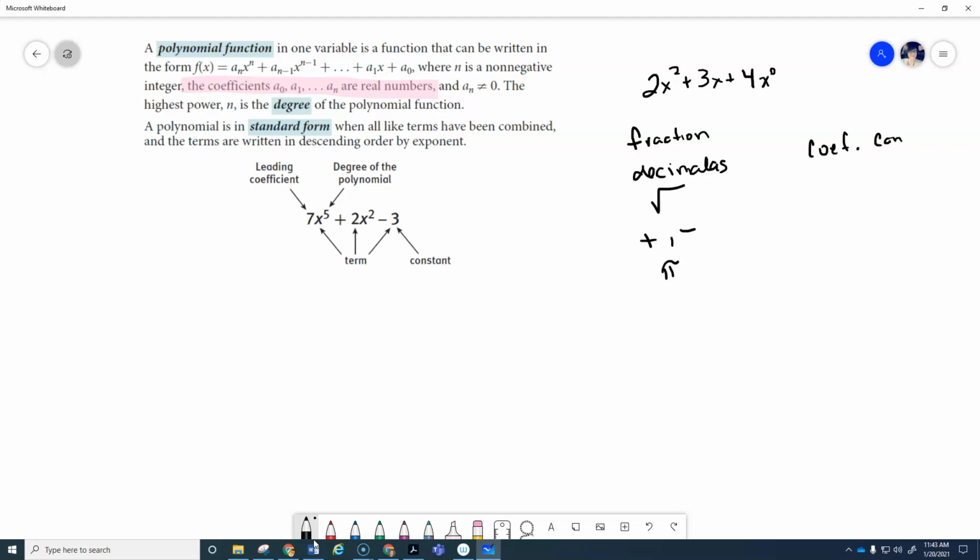coefficients cannot be imaginary numbers. Okay, so the only thing you have to worry about is an imaginary number in there. So watch for any i's in front. If it has an i right there, it is not a polynomial.